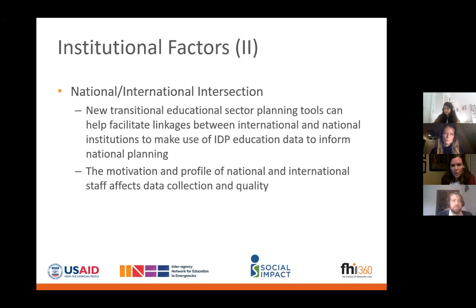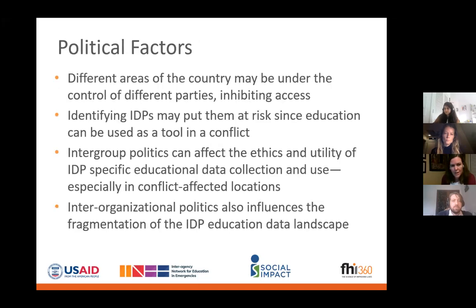All right, so we're going to move on to one more type of factor, which is political. People mention this, but security may be a huge challenge, and we may have parts of a country that are under the control of different parties, which can make access difficult. Now, this is super important. Identifying IDPs in any data set may actually put them at risk, since education can be used as a tool in a conflict. So we have to really consider do no harm when we're thinking about identifying IDPs, just the same as we do with refugees in our data sets.